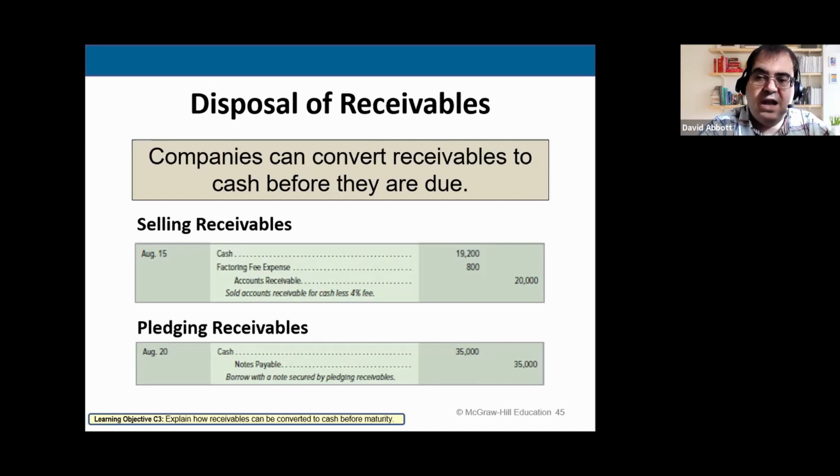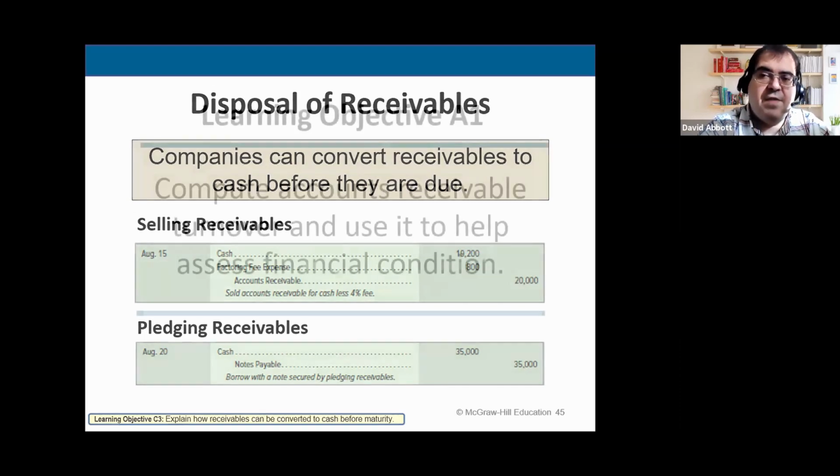And then when you pledge receivables, you would receive cash, in this case the amount of $35,000, and then it converts it into a note. So the note then is notes payable in the amount of $35,000.